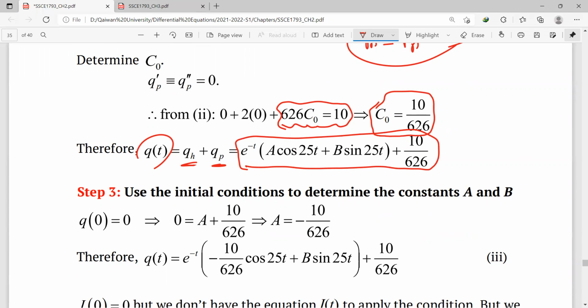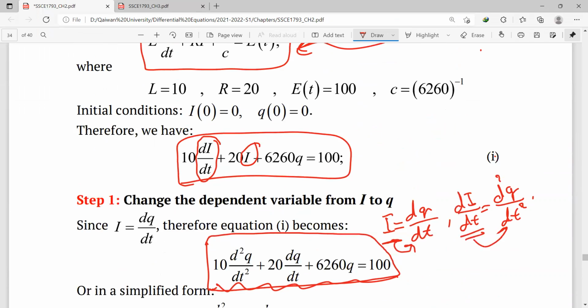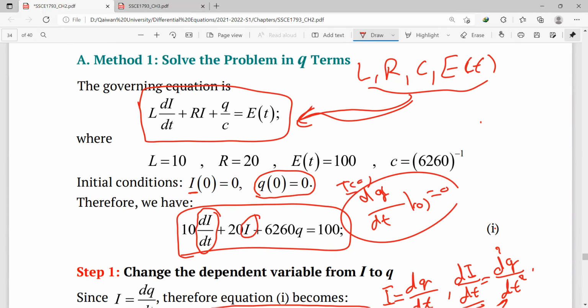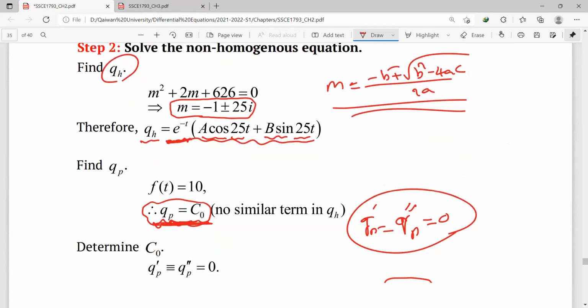We are given two conditions. It says I of 0 is 0 and Q of 0 is 0. But here I of 0 means dQ by dt of 0 is 0. This is the same as saying I of 0 is 0, because the derivative of Q is the current. That's why we have that. So now we have two conditions. The conditions are I of 0 is 0 and Q of 0 is 0.